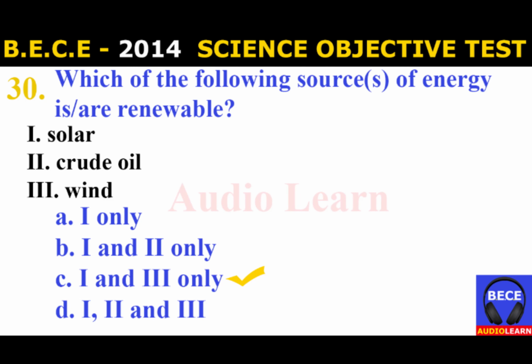Number 30. Which of the following sources of energy is or are renewable? I. Solar. II. Crude oil. III. Wind. And the possible answers are A. I only. B. I and II only. C. I and III only. D. I, II and III. And the answer is C. I and III only, which is solar and wind. Solar and wind are renewable, which means crude oil is not renewable.